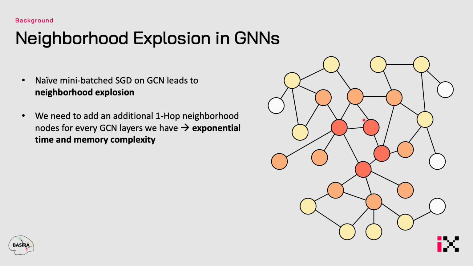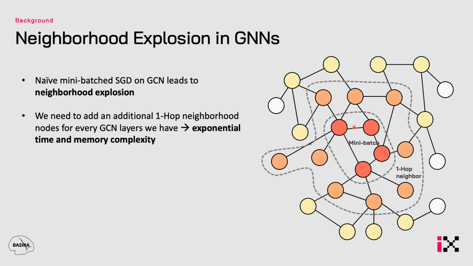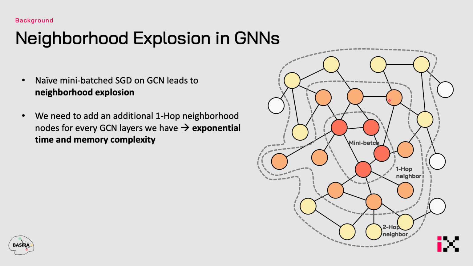For example, we want to set these four nodes as our mini-batch. For a one-layer GCN, we need to add these one-hop neighborhoods, whilst if we have a two-layer GCN, we need to add another hop, the second-hop neighborhood. Hence, we see that we need many more supporting nodes compared to the mini-batch itself, even for only a two-layer GCN.